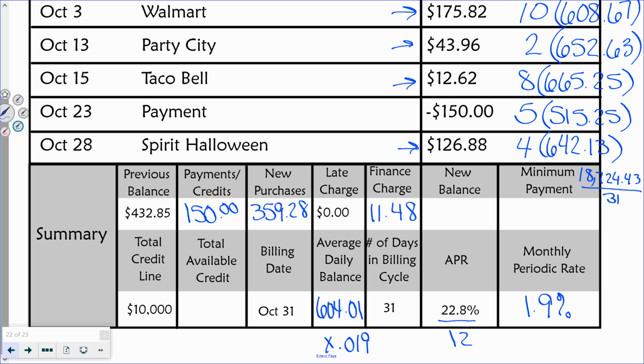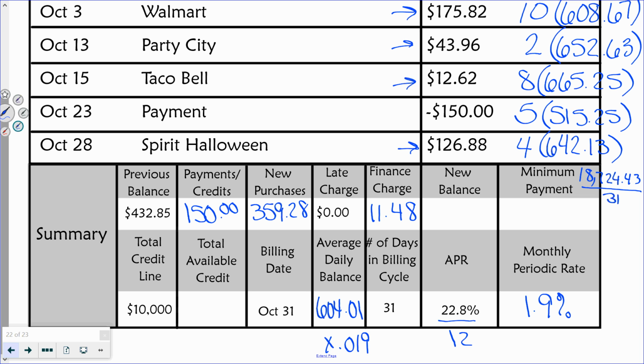Finance charge is just your average daily balance times your monthly percent. If you look at your step-by-step, I even wrote it on there for you. So I'm just taking the number I got here, 604.01, multiplying it by 0.019, because that's what 1.9% is. Yep. What do I find next?